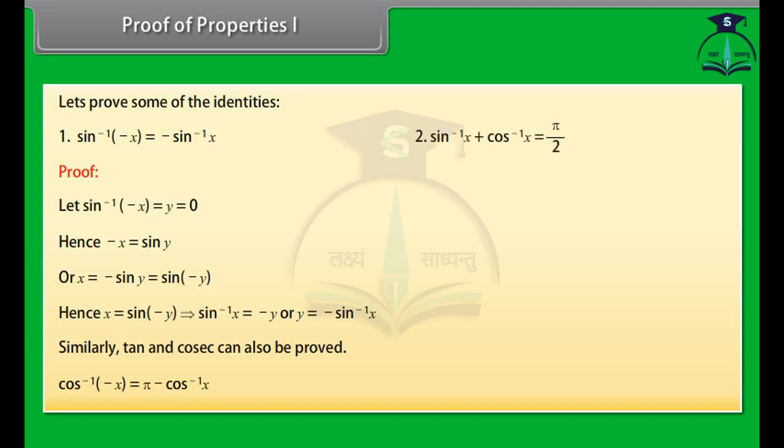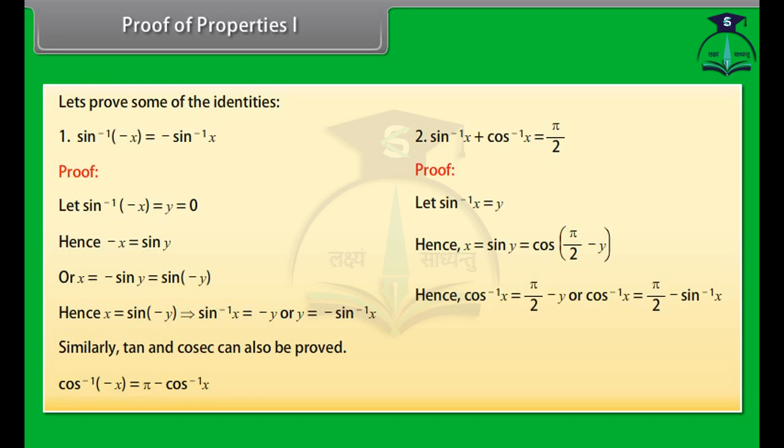Second, sine inverse x plus cos inverse x is equal to pi by 2. Proof. Let sine inverse x is equal to y. Hence, x is equal to sine y, which is equal to cos of pi by 2 minus y. Hence, cos inverse x is equal to pi by 2 minus y, or cos inverse x is equal to pi by 2 minus sine inverse x. Hence, sine inverse x plus cos inverse x is equal to pi by 2. Similarly, the other two parts can also be proved.